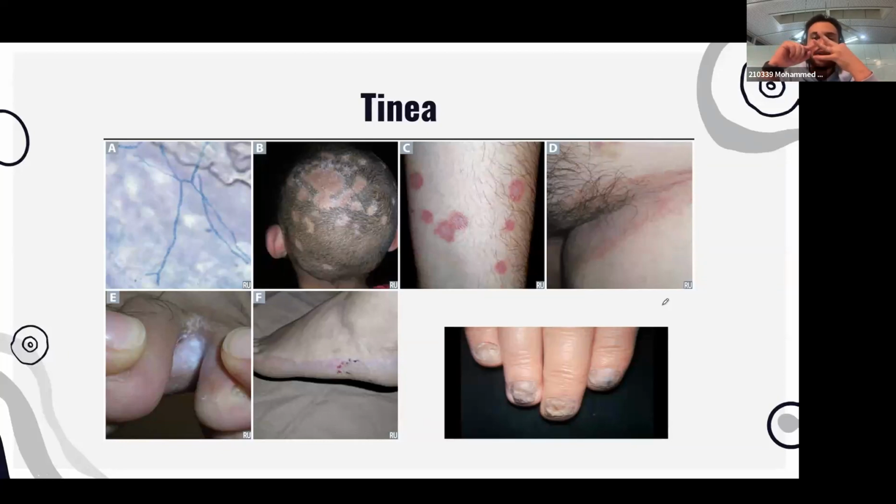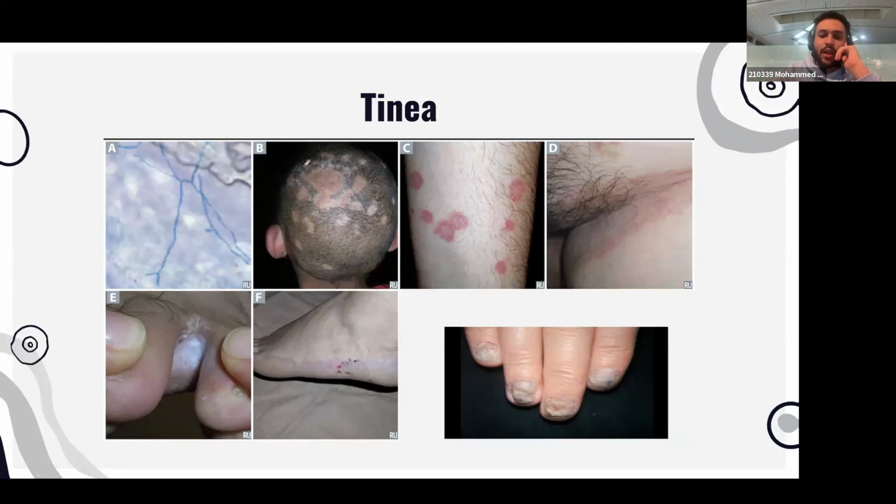Microsporum, trichophyton, one more. Epidermophyton. Good. So, tinea can cause many manifestations all over the body, but you need to know the names. Now, A is showing you dermatophytes, just as a general. There are specific ways to differentiate them. Don't need to know based on what the slide said.